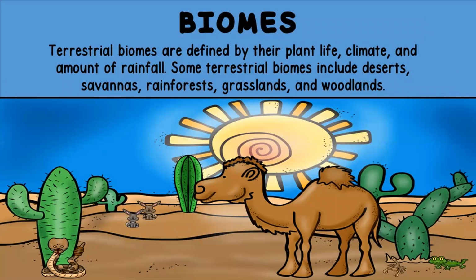Terrestrial biomes are defined by their plant life, climate, and amount of rainfall. Some terrestrial biomes include deserts, savannas, rainforests, grasslands, and woodlands. So there's all different types. Obviously, a desert is not going to have as much rain as a rainforest, but they're both still biomes.